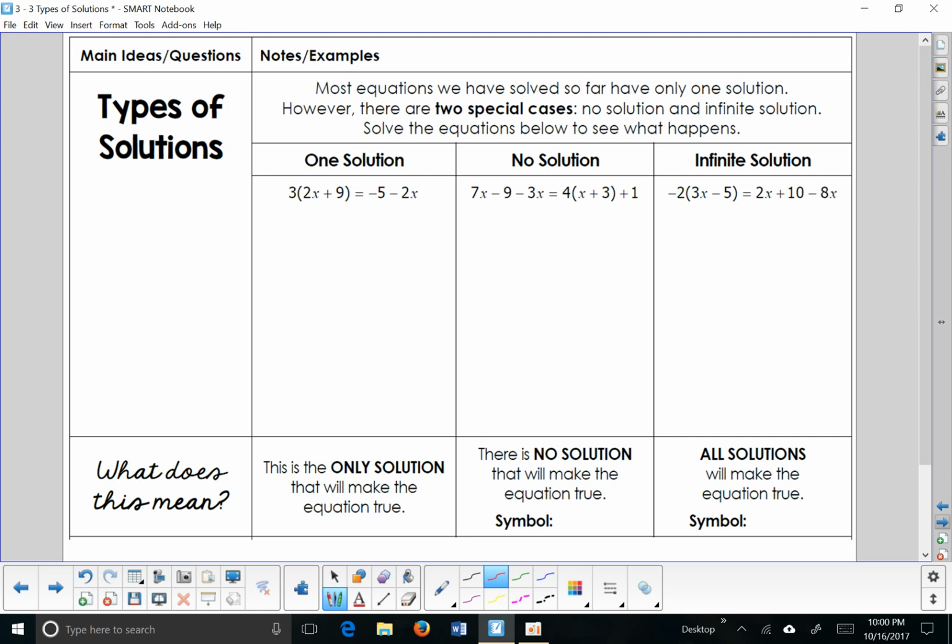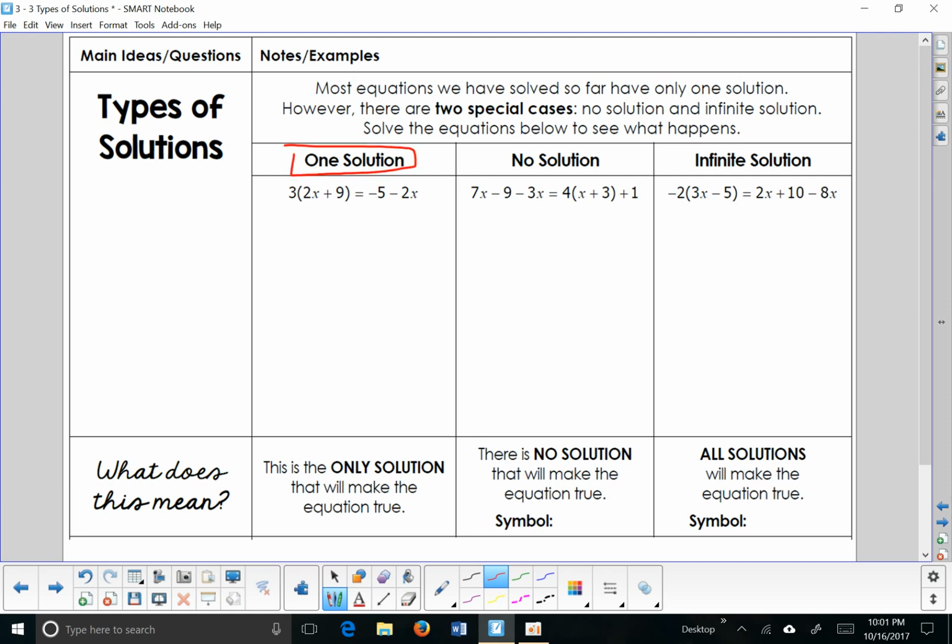So don't forget, when you're simplifying an equation, you always follow the same steps: distributing to clear parentheses, combining like terms to shorten one side, using an inverse operation like addition or subtraction to move pieces from one side to the other, and the last step is to multiply or divide to separate coefficients from their variables. So let's take a look at our first example here.